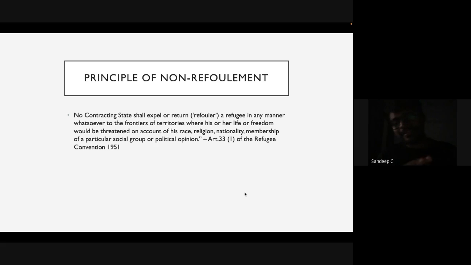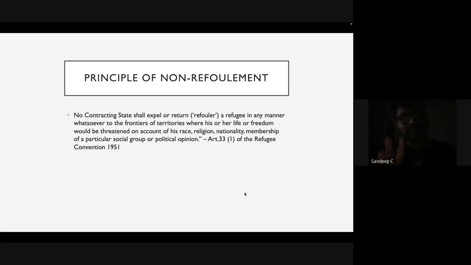It is not necessary that you are forcing a person to go back to his own country. You can force a particular person to go back to any other part of the world, but if you force him or her to go back to a place where he or she will be persecuted on the basis of race, religion, nationality, belonging to a social group, or having a political opinion, you cannot force that person to leave.